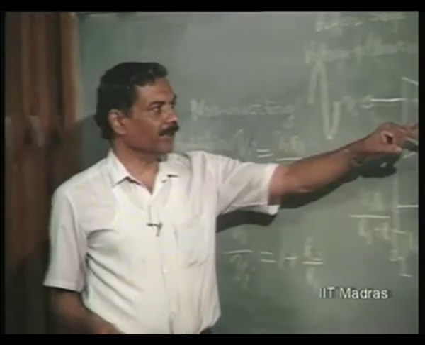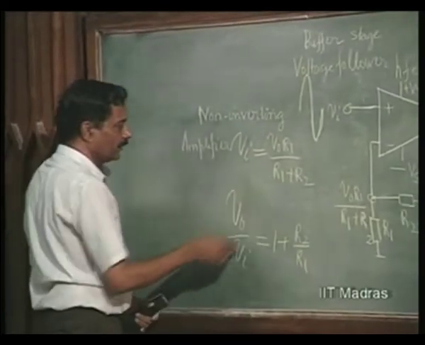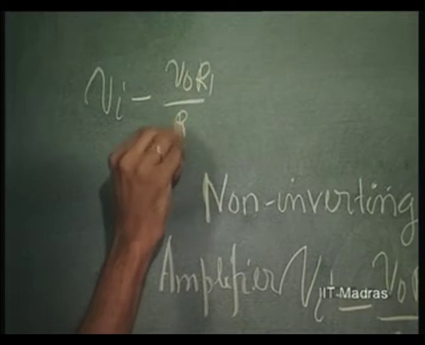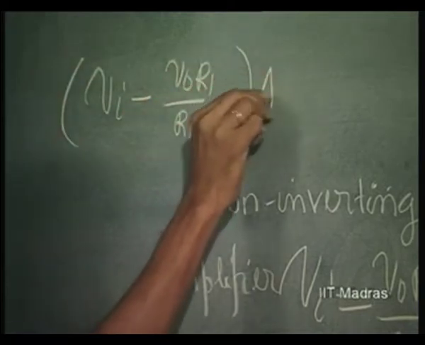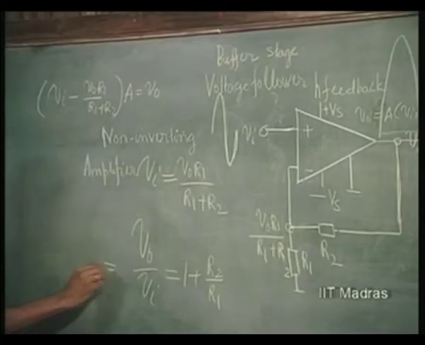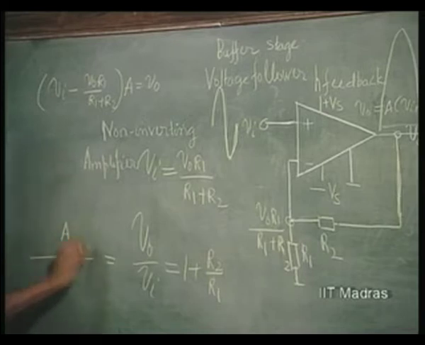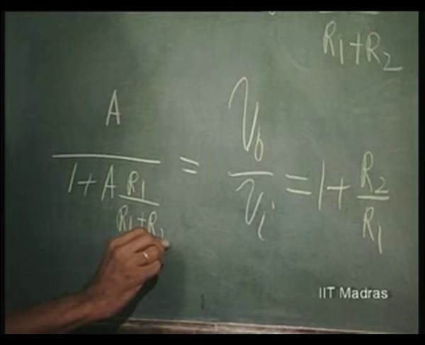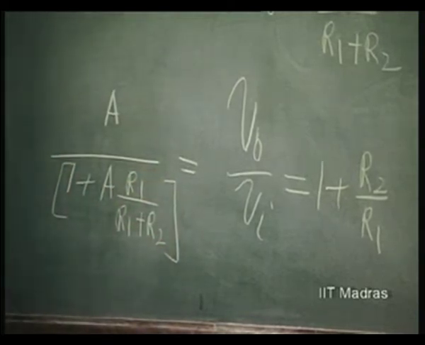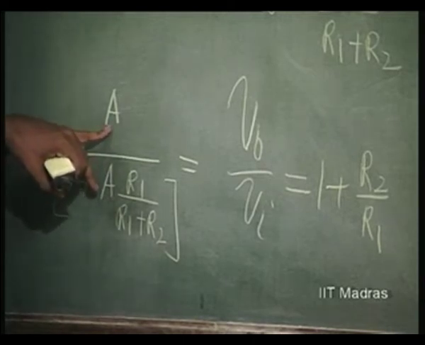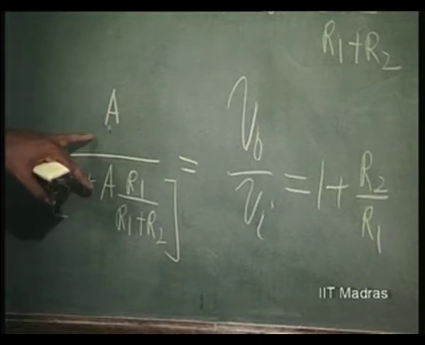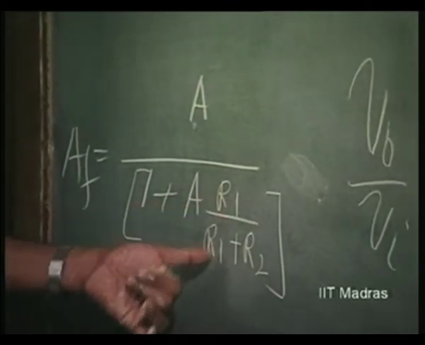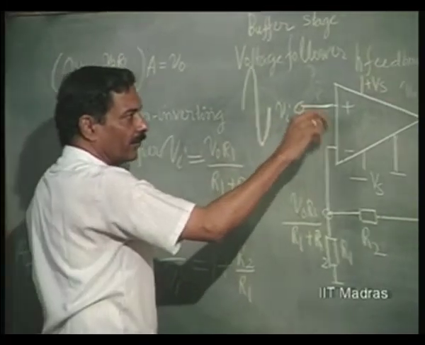If you consider A is not infinity, then what will you get? That also we can evaluate. Then we get Vi1 is Vi minus V0 into R1 by R1 plus R2. Now A is not infinity, so times A is equal to V0. So V0 over Vi now becomes equal to A divided by 1 plus A into R1 by R1 plus R2. So A was the amplifier gain before feedback, open loop gain it is called. The gain with feedback is therefore going to be A by 1 plus A into R1 by R1 plus R2.